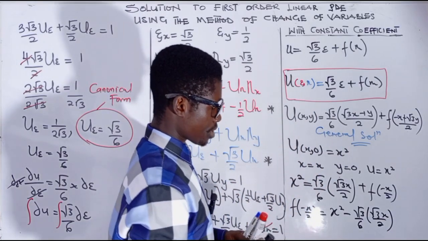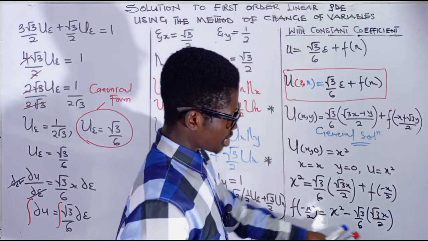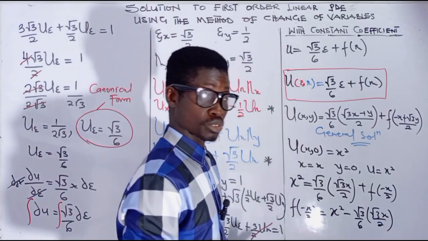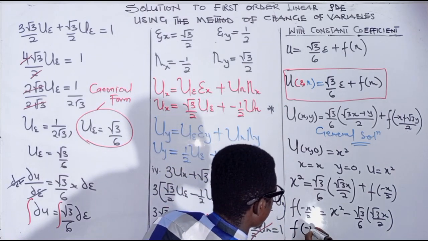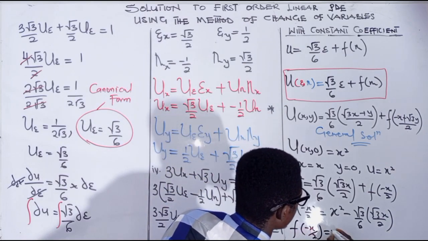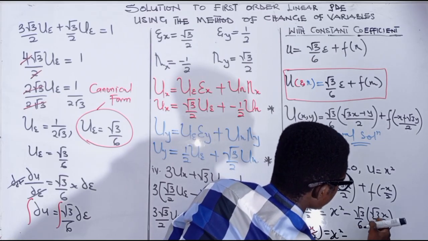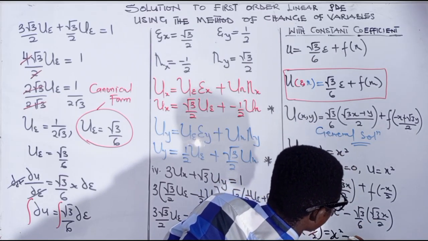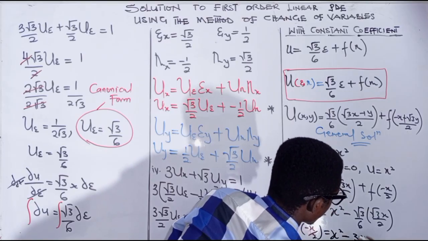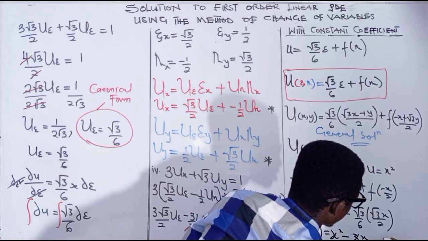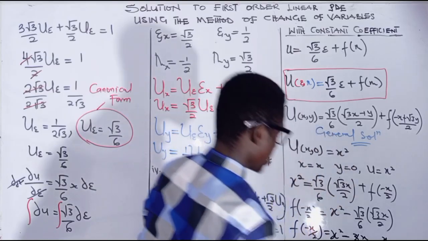So at this point, what we are going to do is just simplify this more and see what we are going to get. So we have f at minus s all over 2 is equal to s squared minus this, which is going to give us 3s all over 12. And when you do your cancellation, you are going to have s all over 4. So let's make it s over 4.